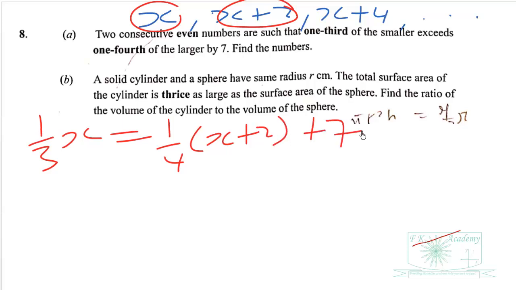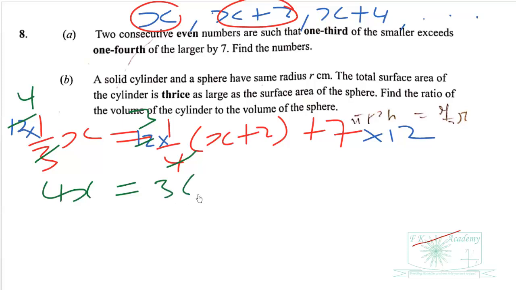So this is a linear equation that we can solve by multiplying through by the LCM, which is 12. So when we multiply through by 12, we know that 3 goes into 12 4 times, 4 goes into 12 3 times. So we are going to obtain 4x is equal to 3 into bracket x plus 2, plus 7 times 12. 7 10s are 70, 7 11s are 77, 7 12s are 84.